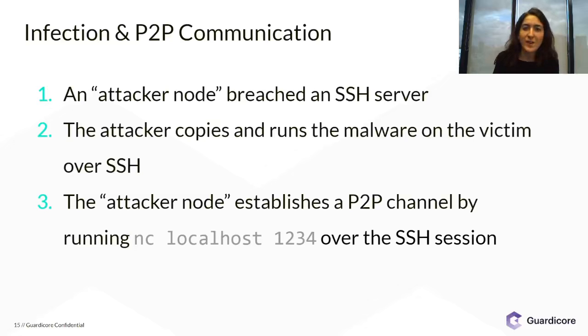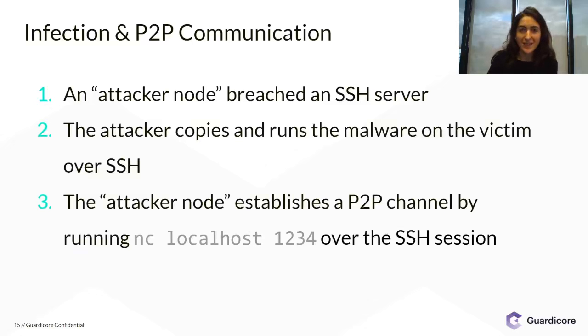Using the same SSH session, the attacker node establishes another peer-to-peer channel, not the SSH one, but one over port 1234. And it does that by running netcat localhost 1234, the command we saw at the very beginning of this slide deck.